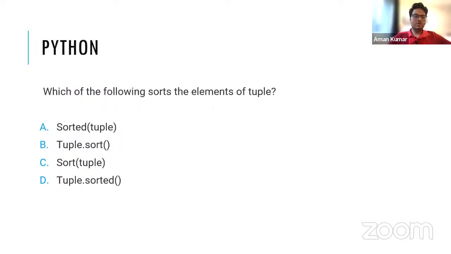So tell me, how do you sort elements of a tuple? Either sorted and you give your tuple, or you say tuple dot sort, or you say sort tuple. This is also a small t. Don't confuse with that. This is small t only.